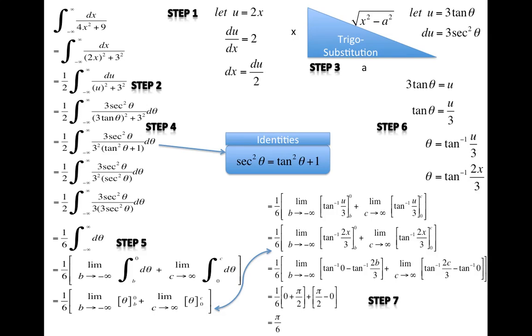So at the end, we get 1 over 6 times pi, and thus we get the final answer as pi over 6.